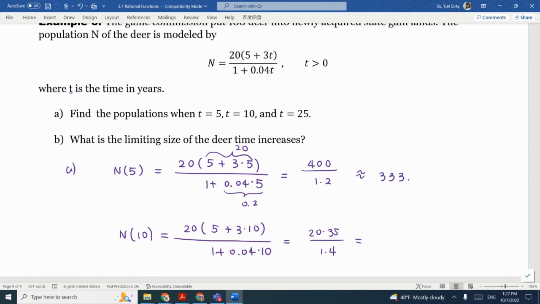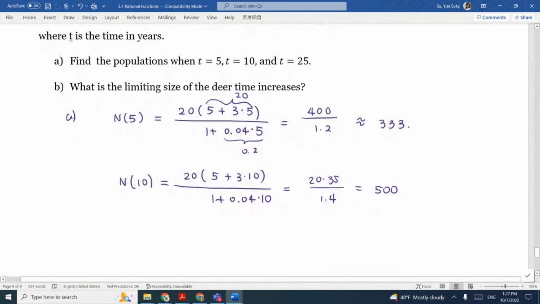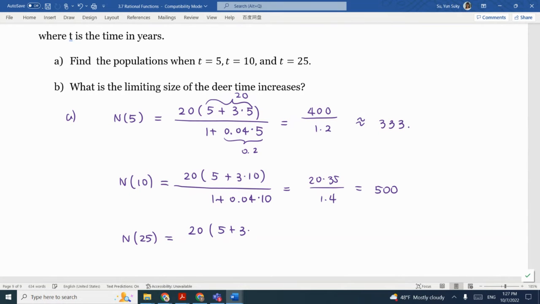Sorry, what do you get? 500, thank you. So we get 500. All right. And what happened when t equals 25? So we plug in 25 plus 3t, but t is now 25, over 1 plus 0.04 times t. T is 25. So what do we get? We get 800. Okay, so yeah, put those in your calculator and then you get the number.